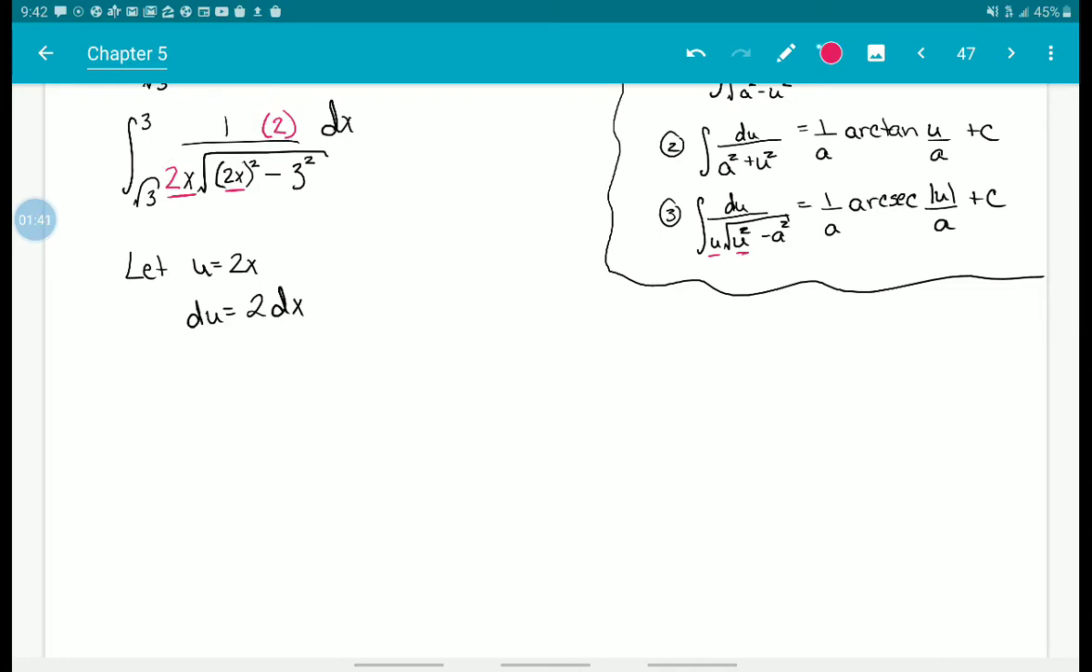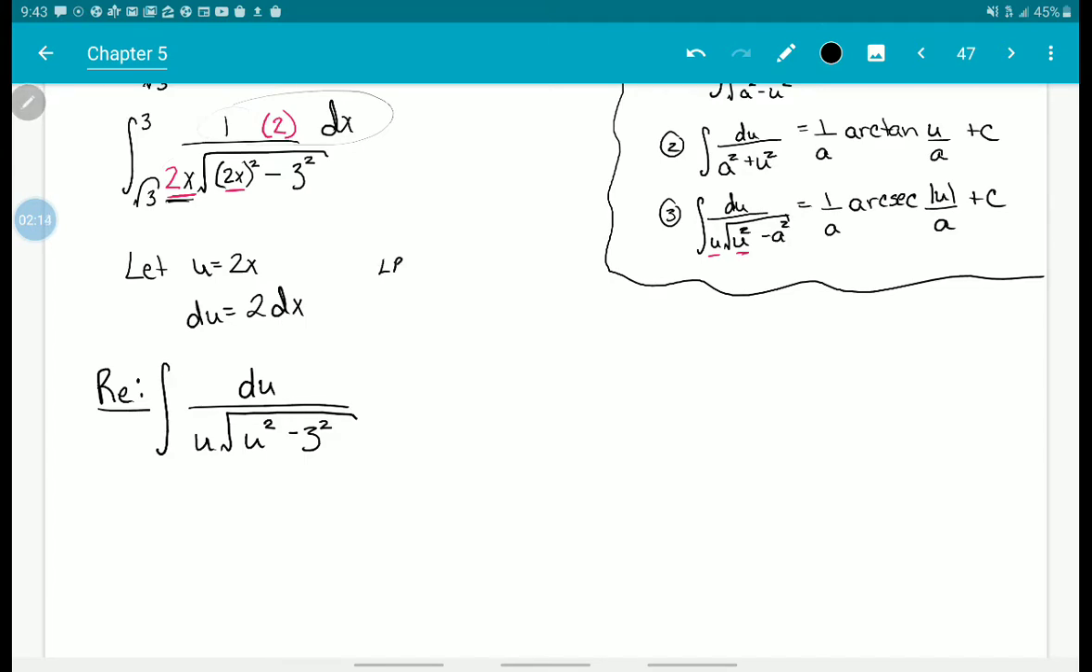So let's start doing our rewrite. If we were to rewrite this guy, we are integrating everything in the top, which is our du. In the bottom, we have u times the square root of u squared minus 3 squared. And let's do a complete change and change our bounds.